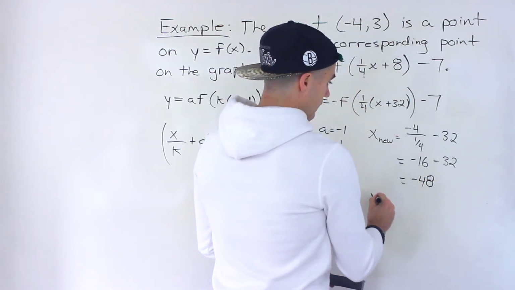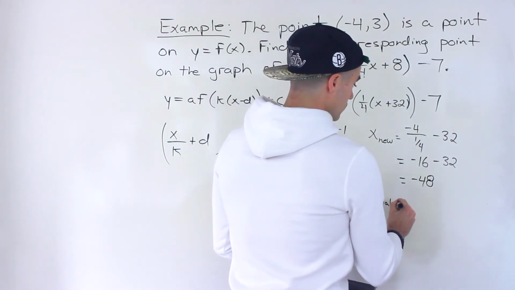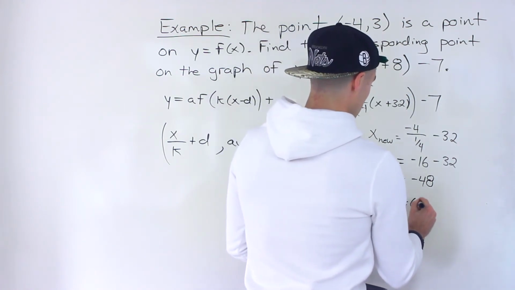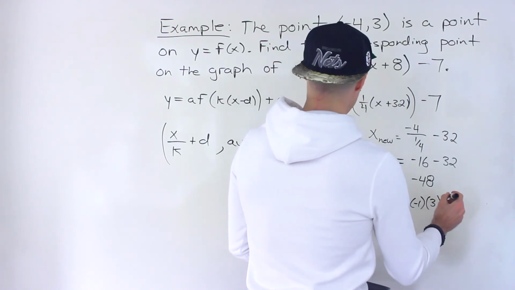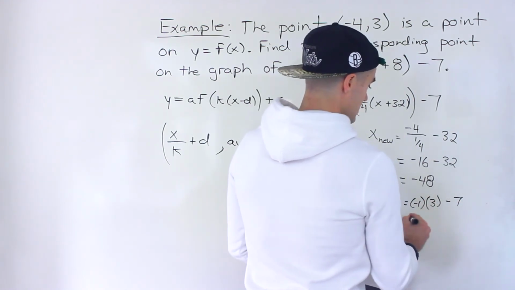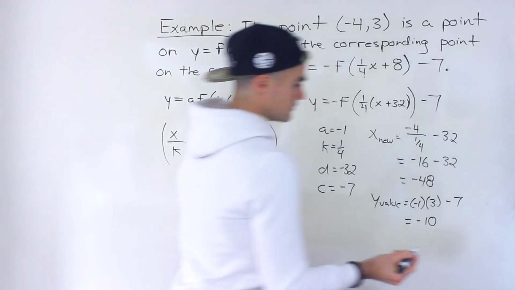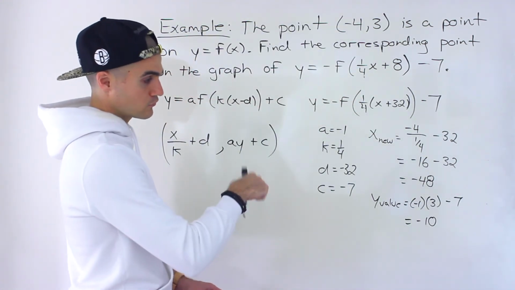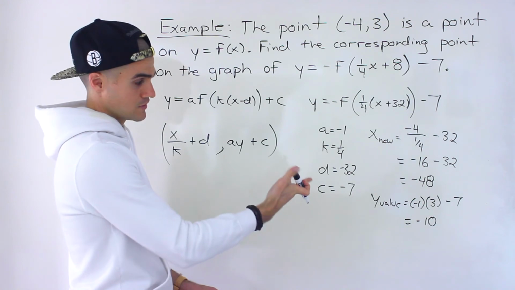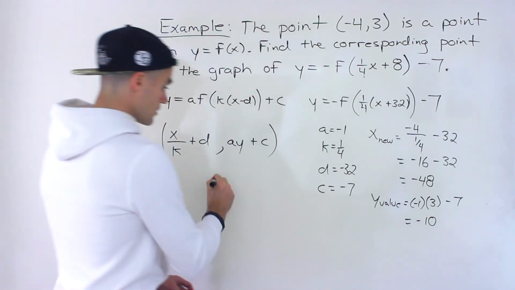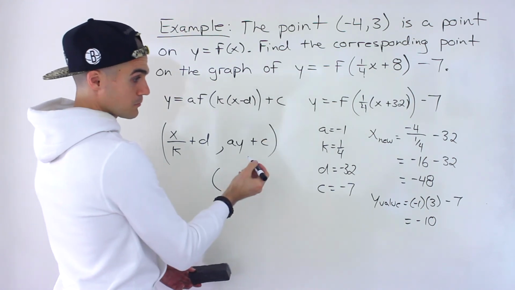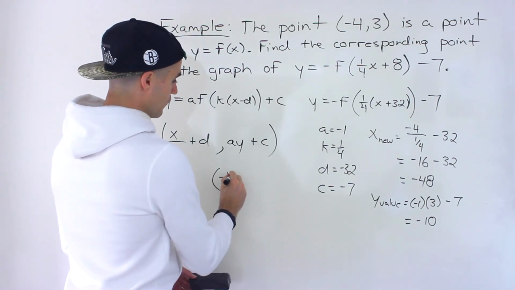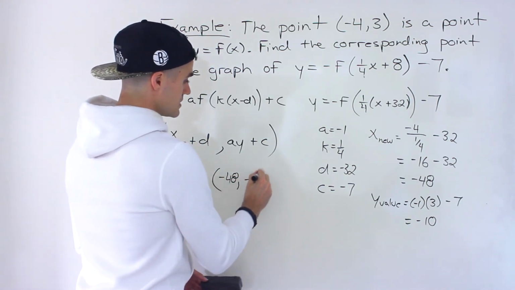And then the new y value would be the a value of -1 times the y value that we're working with, which is 3, and then the c value minus 7, which would give us -10. -1 times 3 is -3, minus 7 is -10. And so the final corresponding point would be (-48, -10).